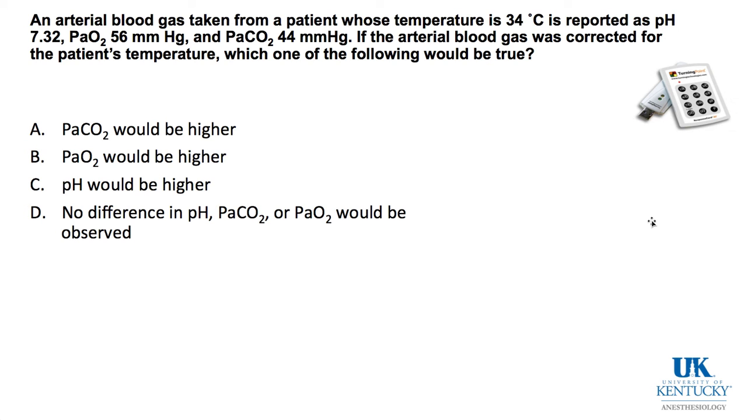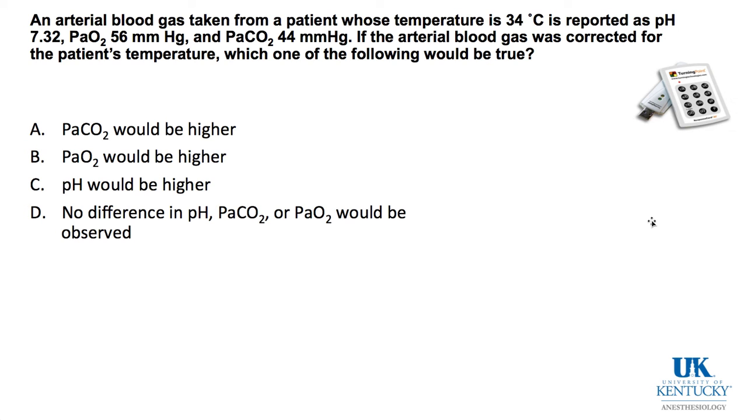If the arterial blood gas was corrected for the patient's temperature, which is 34 degrees, they're hypothermic, which of the following would be true? PaCO2 would be higher with hypothermia, PaO2 would be higher, pH would be higher, or there'd be no change in pH, PCO2, or PaO2. And the answer is that PaCO2 would be lower, PaO2 would be lower, and the pH would actually be higher, looking like a respiratory alkalosis because the PCO2 would be lower.